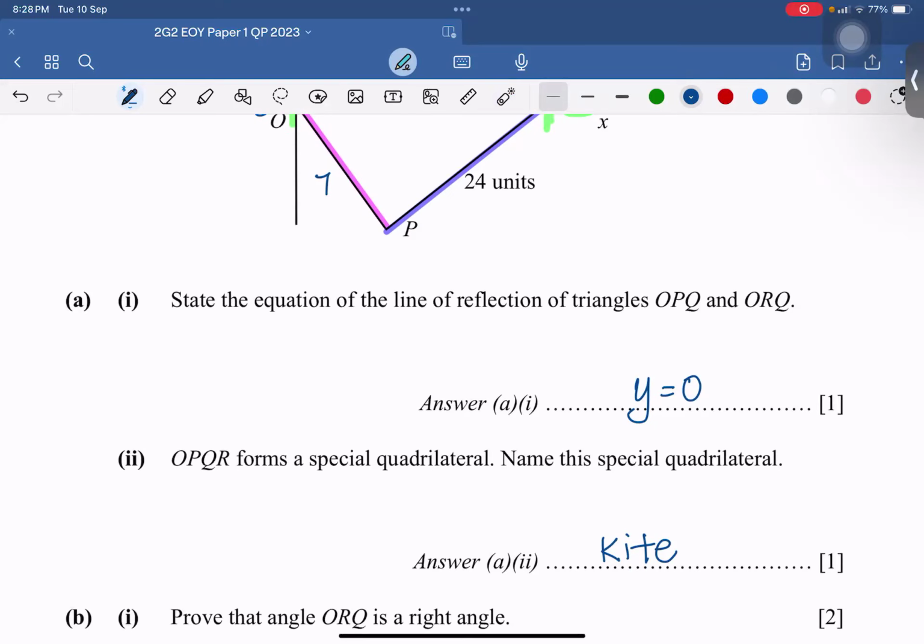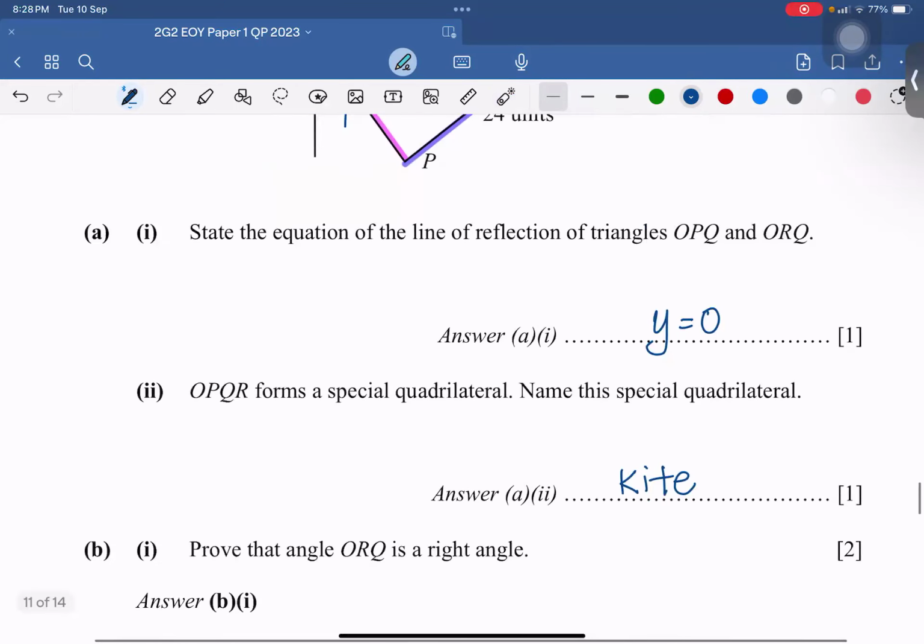No, this one starts with K, and it's tested. This one is sec 1 work. Then there's still another different shape: rhombus. A rhombus is a slanted square. All four sides are equal, and the diagonals cut each other at right angles.